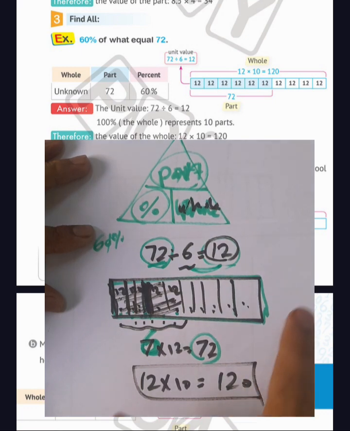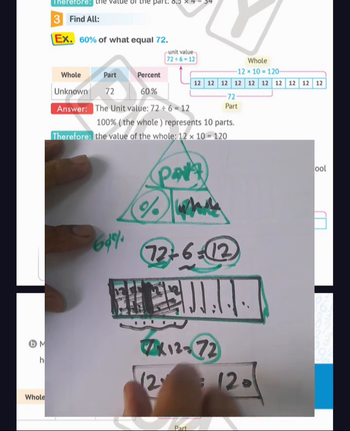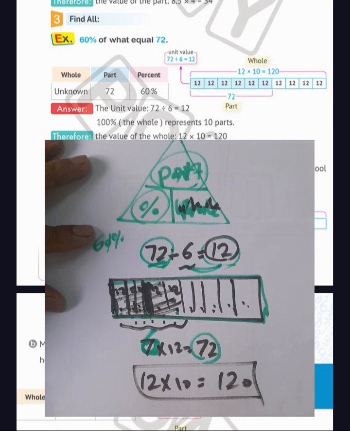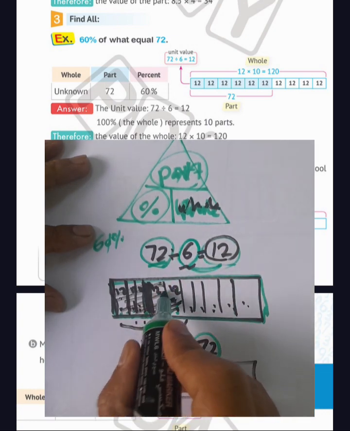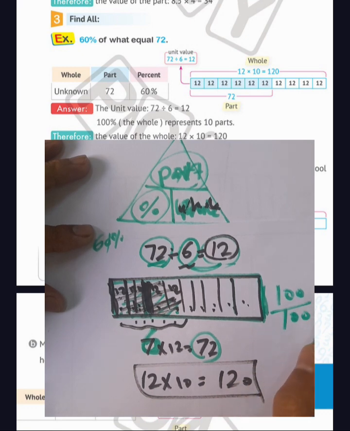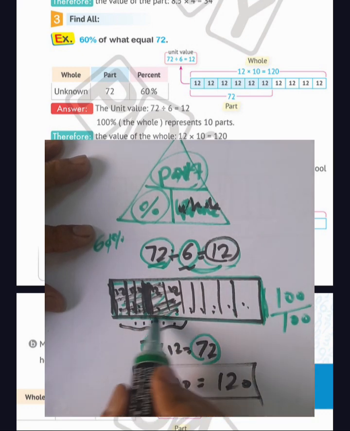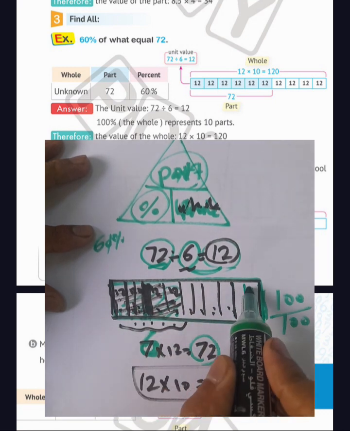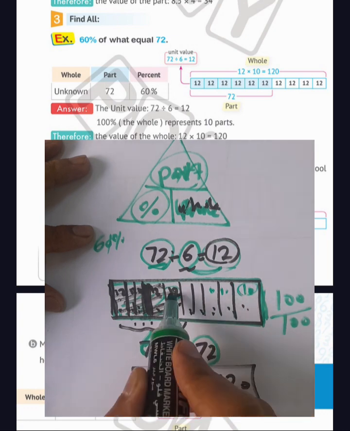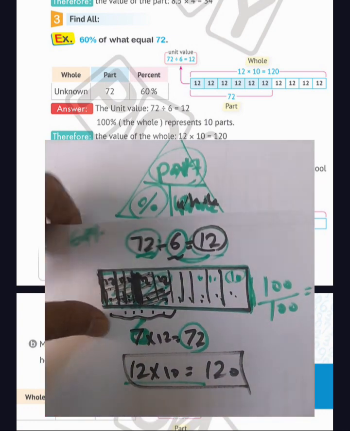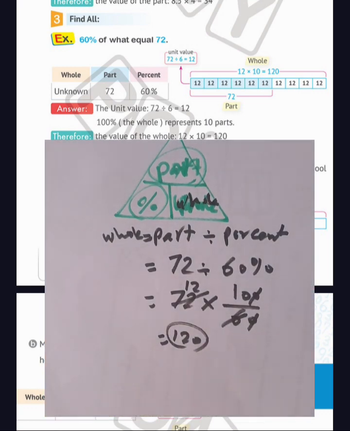Again, we draw part here and divide it into 10 parts. Each value of it will be 12. And we will choose 6 parts and color 6 parts. And we know this model equals 100 over 100, which will be 1. And one of them, 12 product by the value of each one, it will be 10. 10 times 12, it will be 120. Okay, understood? Or you can solve by this method.